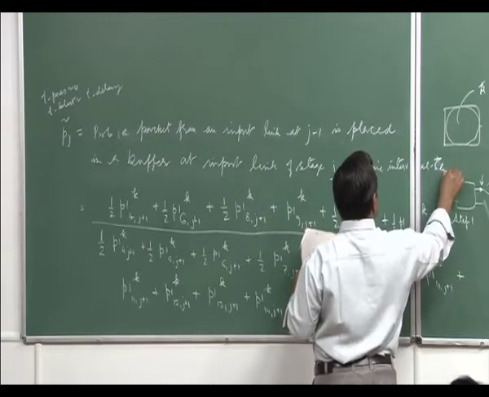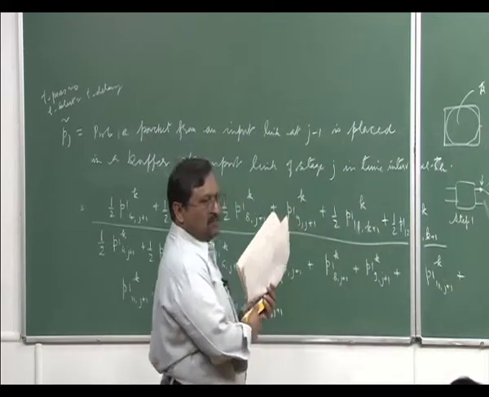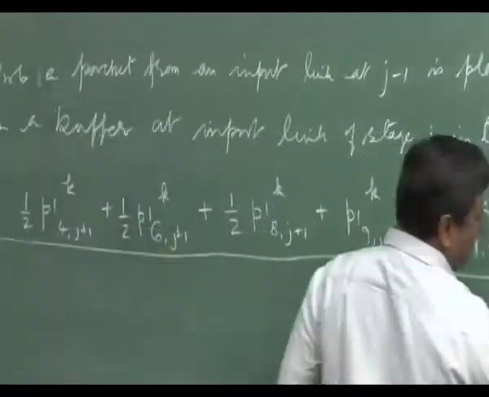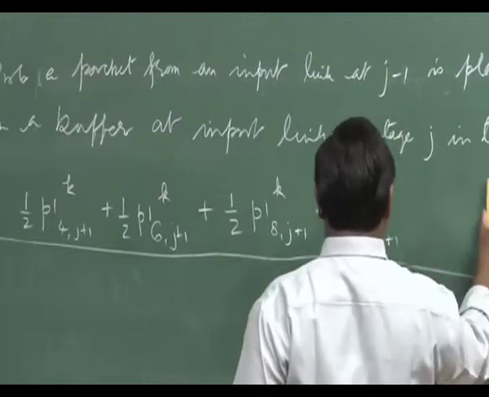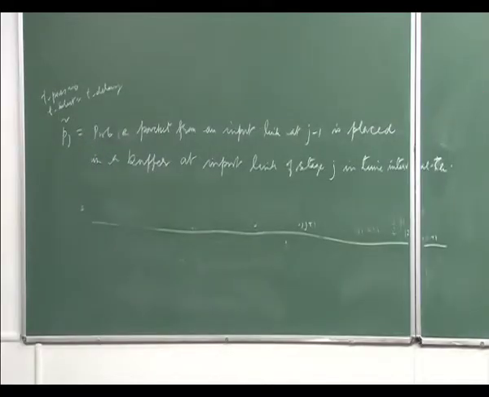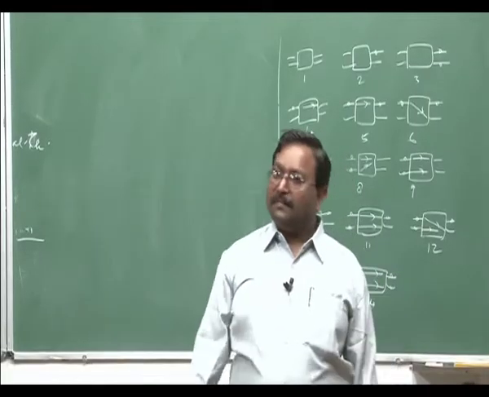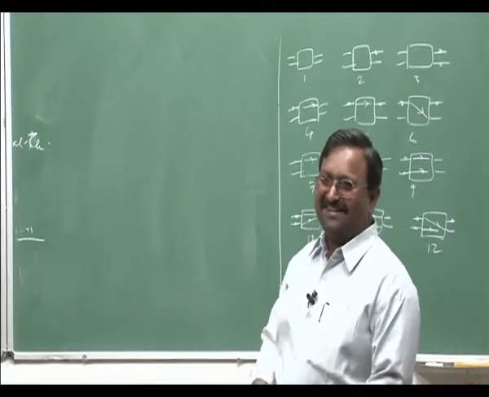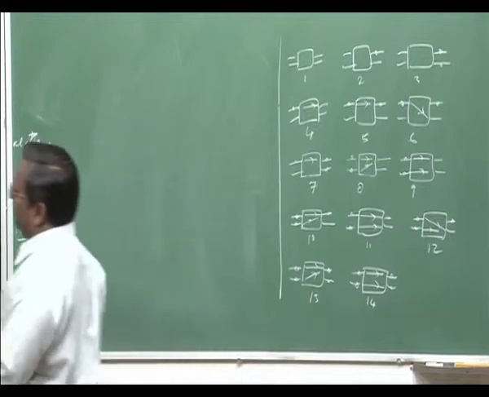Time interval tau k. So again I have to write down all the state probabilities. This will also be called Pj tilde. This also will be called Pj. Pj bar. Now it is not Pj tilde, it says Pj bar, sorry.